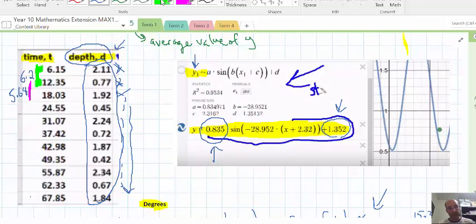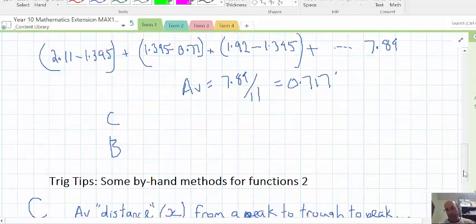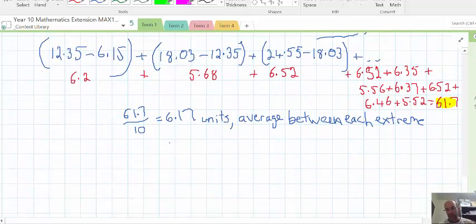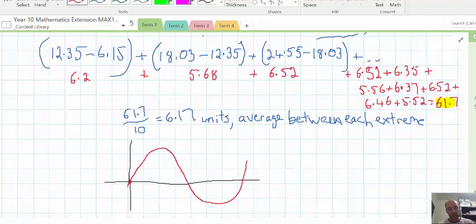Now you can use a cosine graph, but because we've settled with sine, we'd like to try and model the phase shift based on sine. And as you know, if you look at a basic sine graph, a sine graph without any transformations on it looks a bit like that.